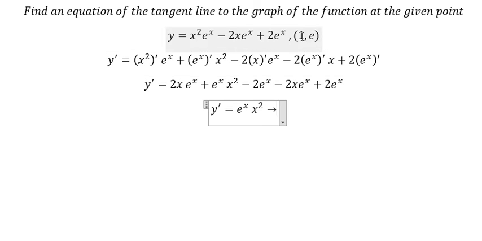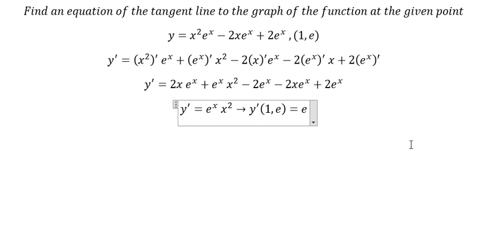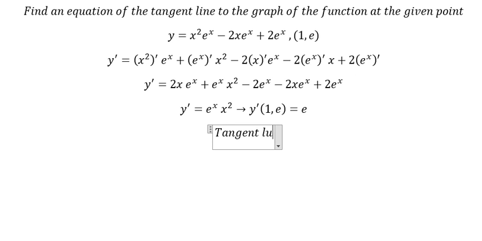Next we have the value in here. So we put number 1 going here and here. So that should be e, because this is 1, this is 1. Now the next one, that's about the tangent line.